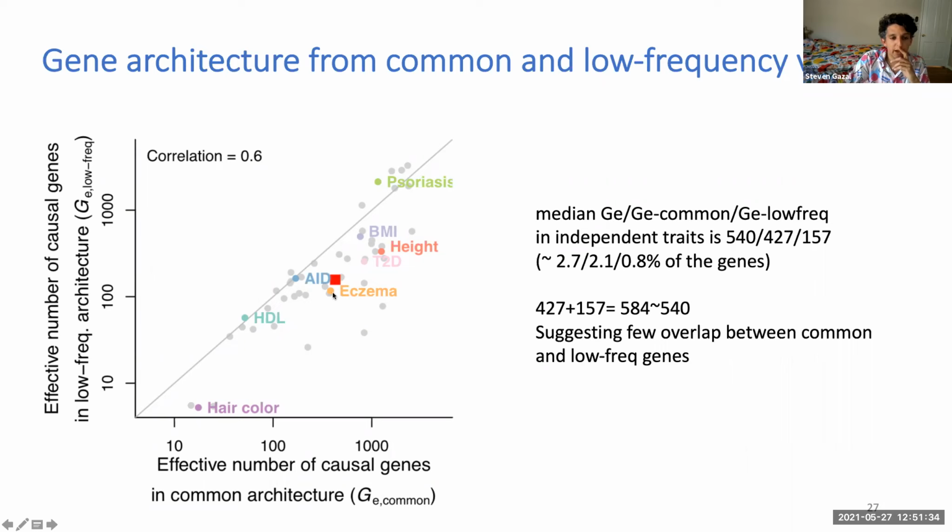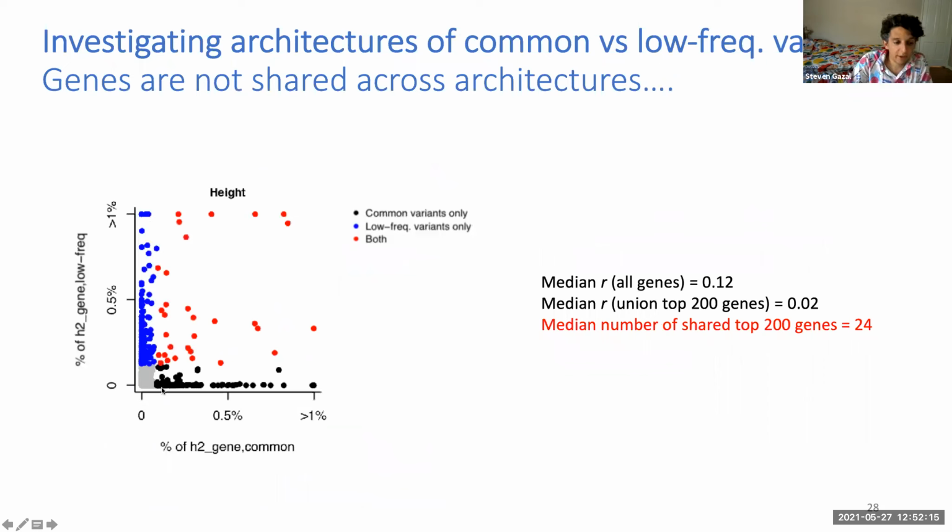What we observed is a ratio of 3 between the number of genes dominating the common variant architecture, which was estimated at around 427, and the number of genes dominating the low frequency variant architecture, which was around 150. When we compared these numbers to the one where we mixed common and low frequency variants together, this number is nearly the sum of the two, which suggests really little overlap between the genes highlighted by common and low frequency variants. And this is actually what we observed here.